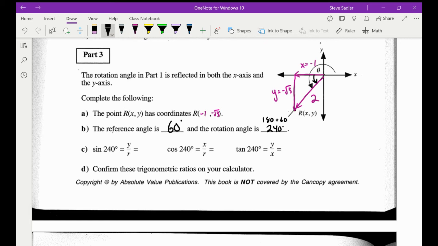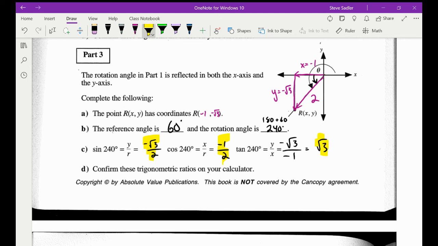So now in this case, the y value is -√3 over 2. The x is -1 over 2. And the tan is going to be y over x, which is -√3 over -1, which is actually the negatives cancel out and it becomes +√3. So you can see now this time our sine is negative, our cos ratio stays negative, and our tan ratio is positive again.